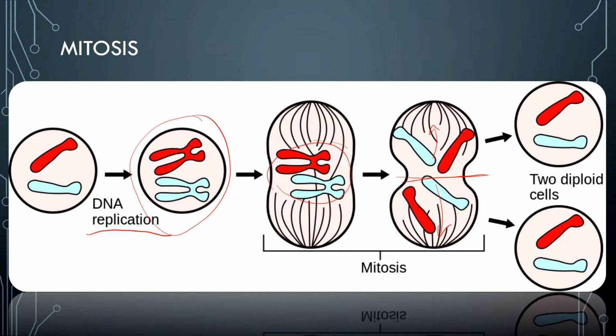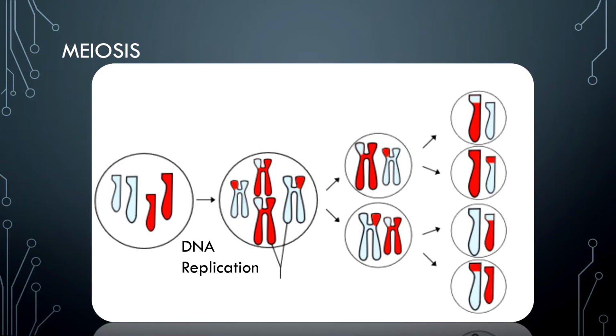What we have at the end of mitosis is two diploid cells. So diploid meaning they have two sets of the chromosomes, so two lots of 23 or 23 pairs. Okay, and we can see here that these daughter cells have the exact same number of chromosomes as the original cell. This is one of the ways we know it is mitosis.